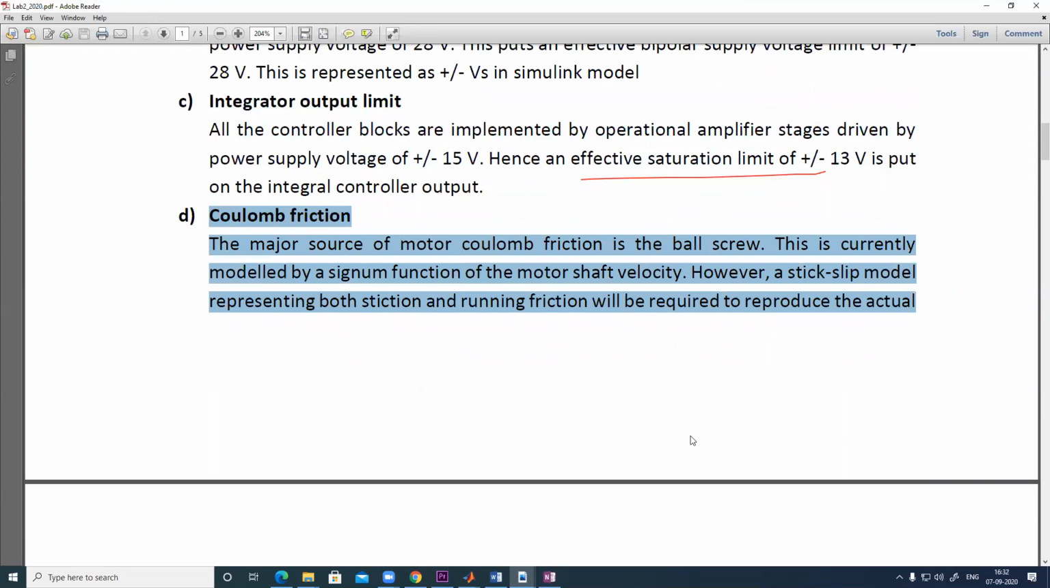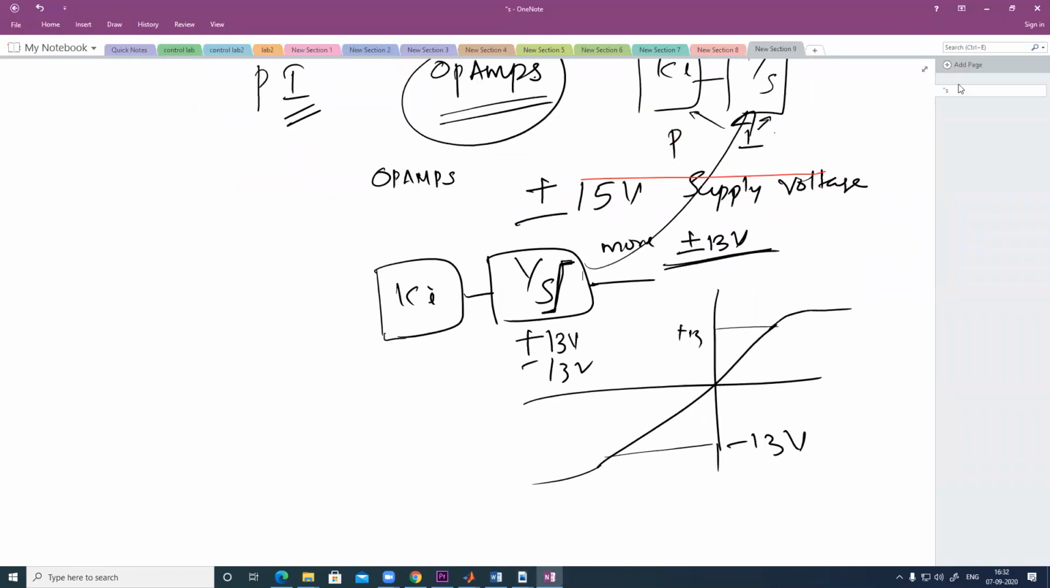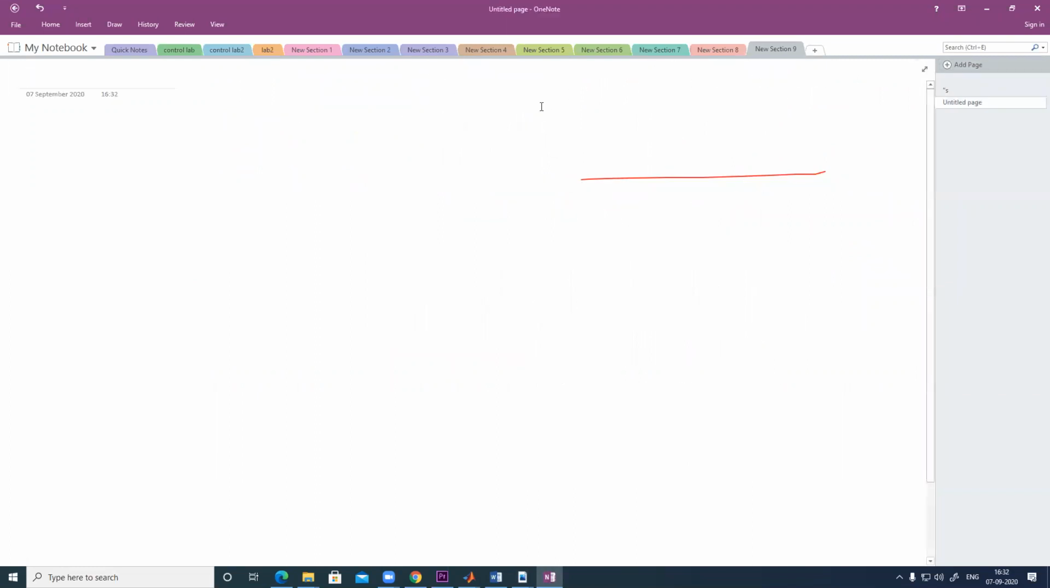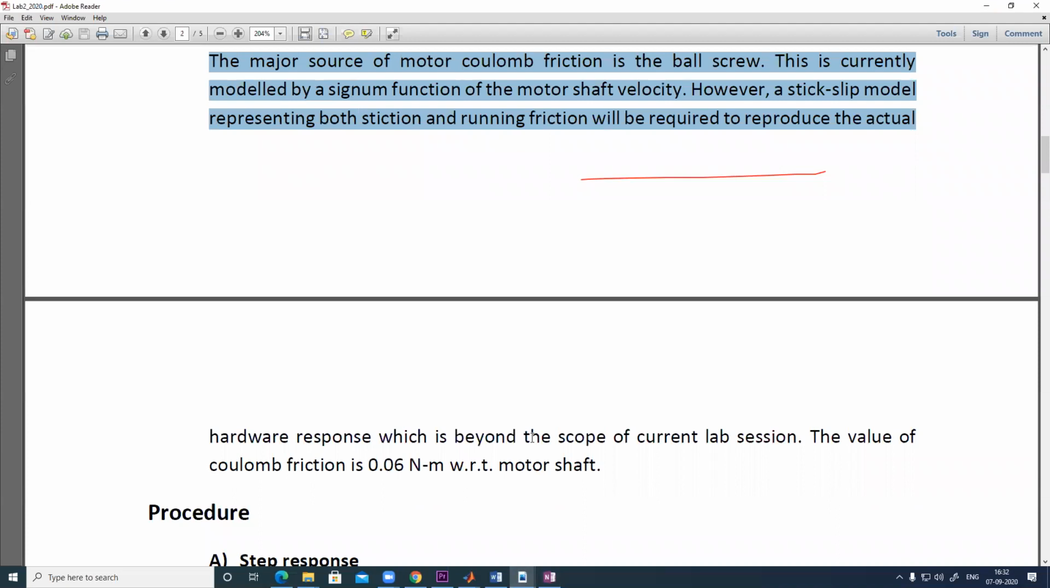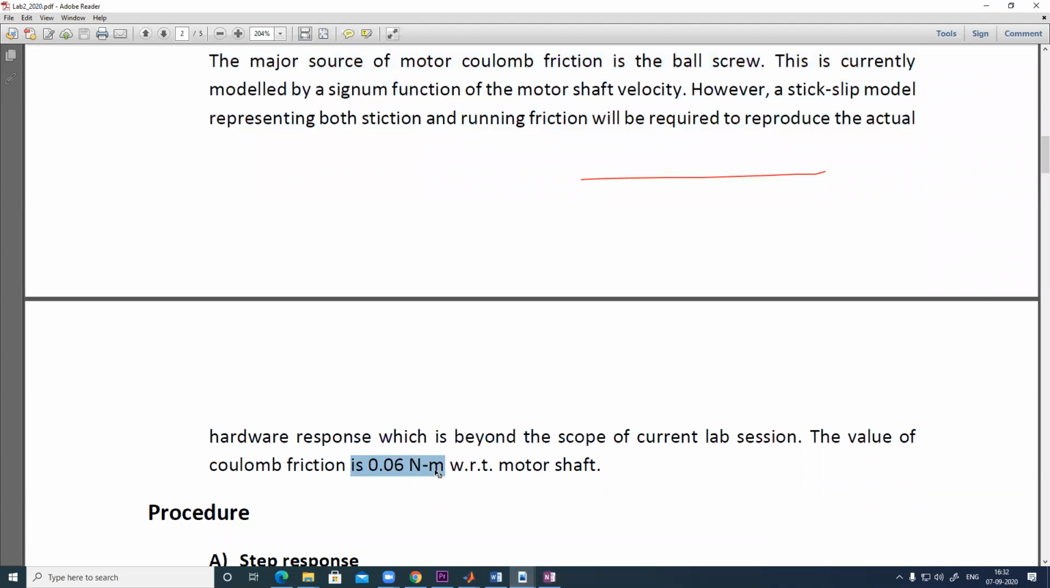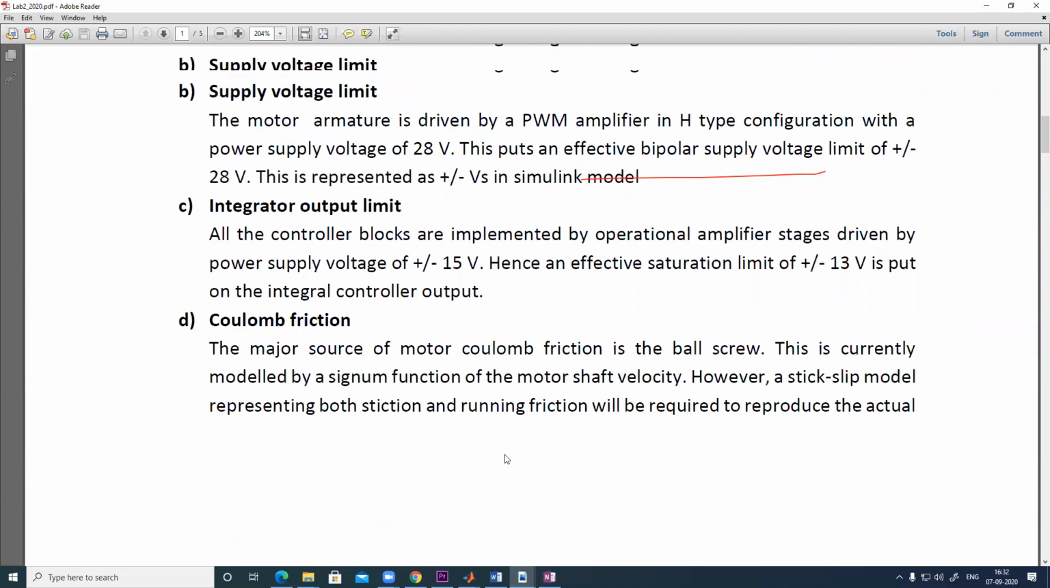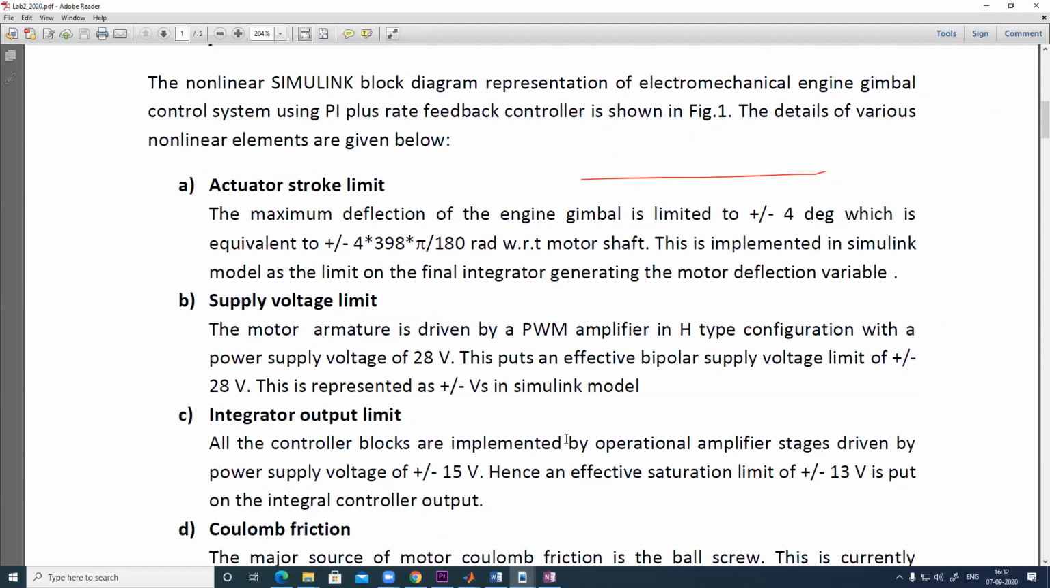So for the simulation lab, you are using only Coulomb friction. The stiction part and other things you are not using. So Coulomb friction only you are using for simulation. And the Coulomb friction value is 0.06 Newton meter with respect to motor shaft. So these 4 nonlinearities we are using for today's lab.